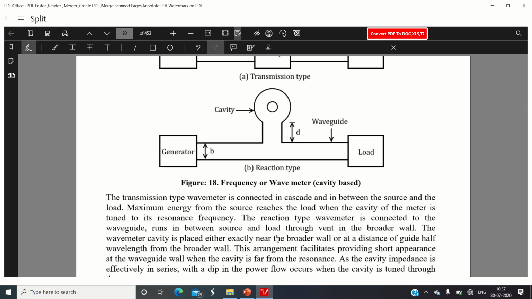Okay, so how is this particular device used to measure the frequency of the incoming microwave signal? Now I will tell you the principle of how this particular device operates. Now here the aim of using this particular device is to measure the frequency which is coming from the generator side. Obviously it is a microwave frequency. Okay, so this generator is driving a certain load, and in between generator and load we have connected a frequency meter or a wave meter. Now the purpose of connecting this wave meter is to measure the frequency that the generator is producing. So how to measure that frequency?